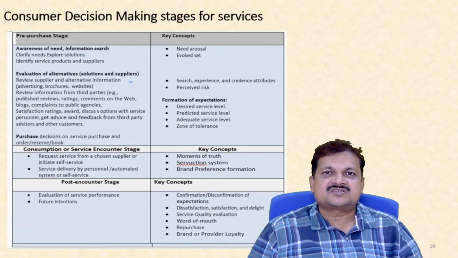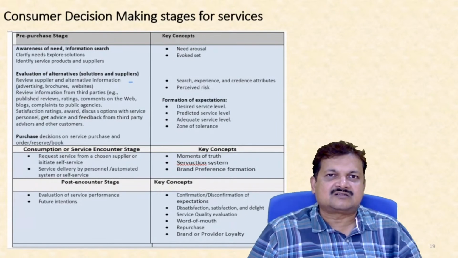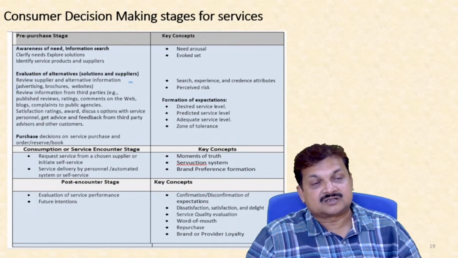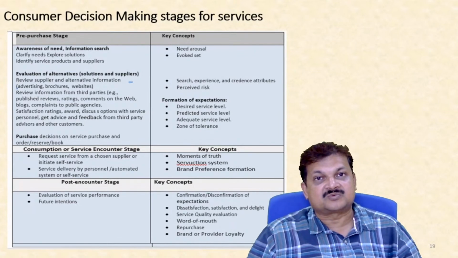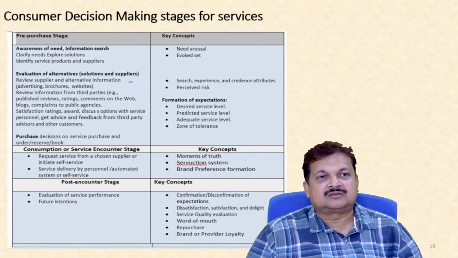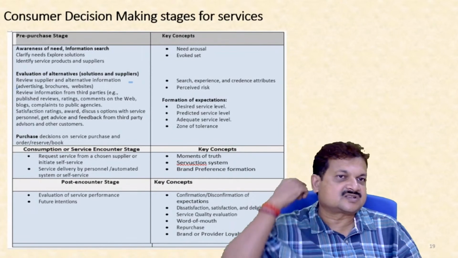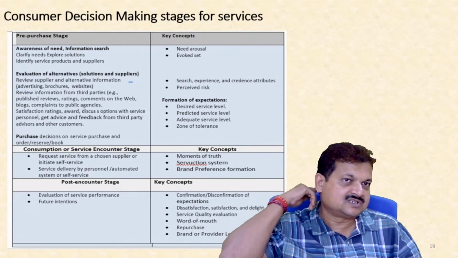Now, consumer decision making stages for services. First, the pre-purchase stages: awareness of need, information search. How often are we able to know our need? For this, either you are searching a lot of information in the market, so we can know about the need, or the product information available in the market is superior to the product in your own home. So that is creating the awareness of need and information search.